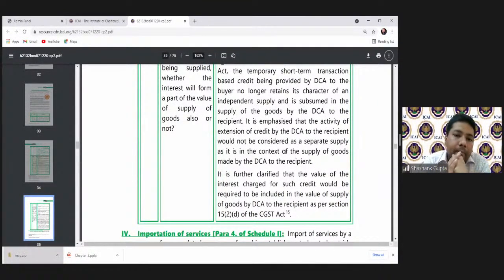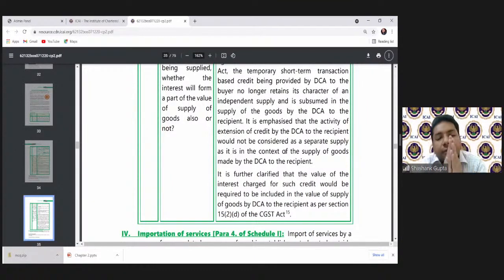Secondly, where DCA is covered under Schedule 1. Where is it covered under Schedule 1? Where DCA itself is supplying goods to the buyer. And to the buyer, it is giving some credit that, okay, on your behalf, I will make payment to the principal, but I will charge the value of supply and I will also charge interest from you. In such cases, DCA will charge GST on the value of goods plus interest charged from the buyer.